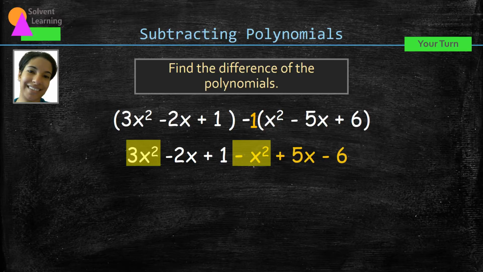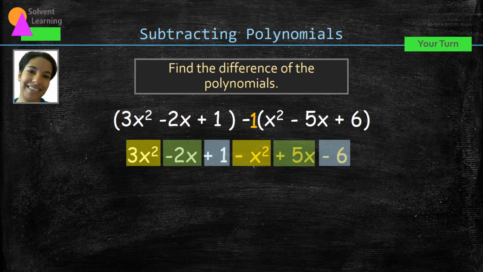We have two x squared terms, the 3x squared and minus x squared. We also have a pair of x terms, the -2x and positive 5x. Then we have a pair of constant terms, the +1 and -6 there. And after combining all of those like terms, we're left with 2x squared plus 3x minus 5. Great job.